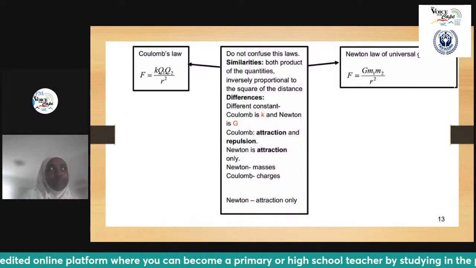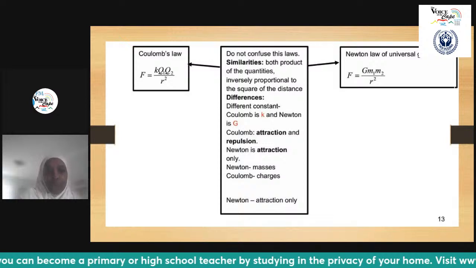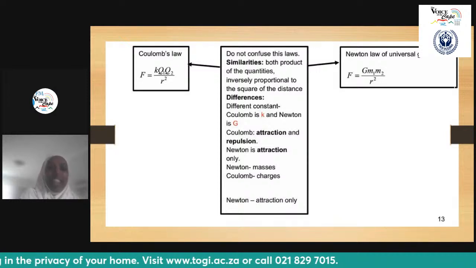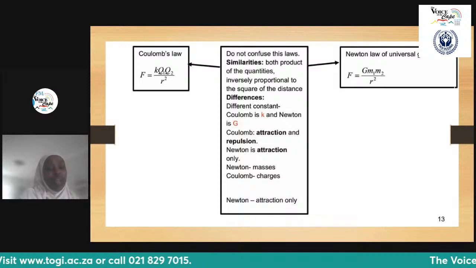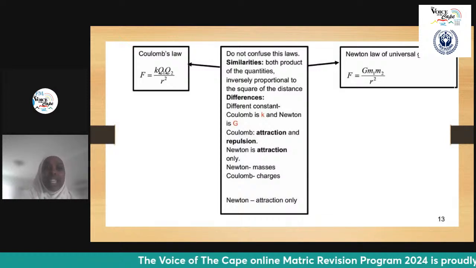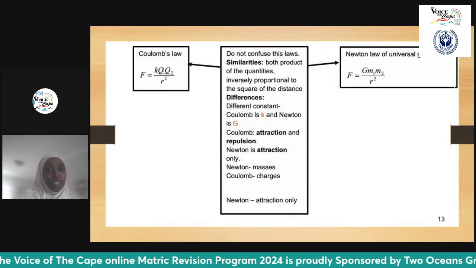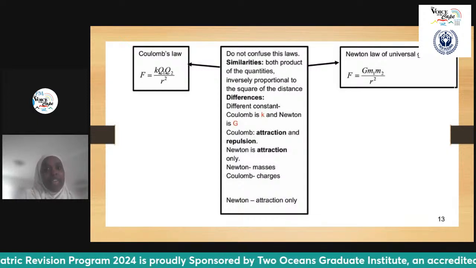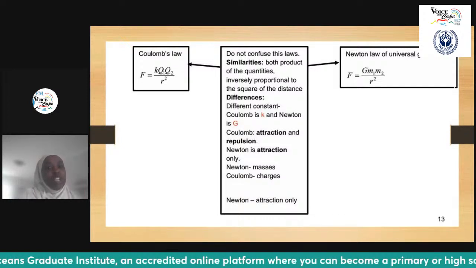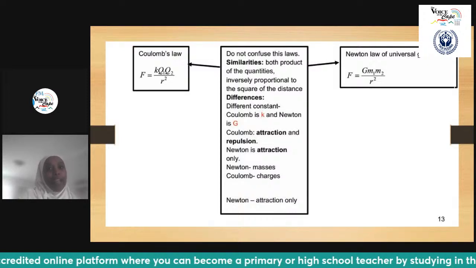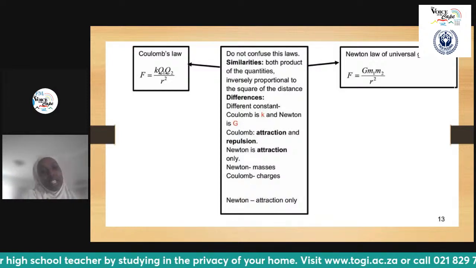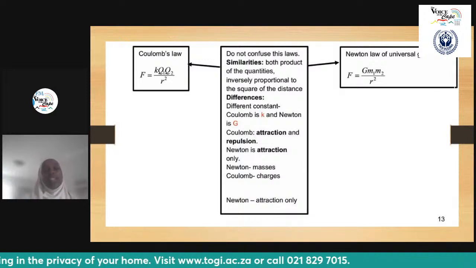Coulomb's law is forces of attraction and forces of repulsion, whereas Newton's law of gravity is only an attraction law. It only deals with things coming together, it doesn't deal with things being pushed away from each other. So do not confuse these laws. Both are products of the quantities inversely proportional to the square of the distance. The constants are different, obviously: Coulomb is K and Newton is G because of gravity. Newton's is products of masses inversely proportional to the square of the distance between their centers, whereas Coulomb is products of charges inversely proportional to the square of the distance between their centers.